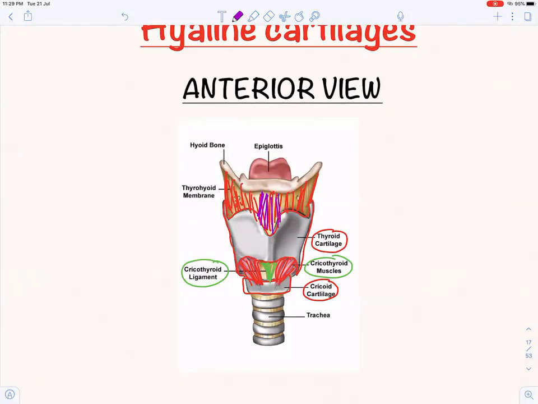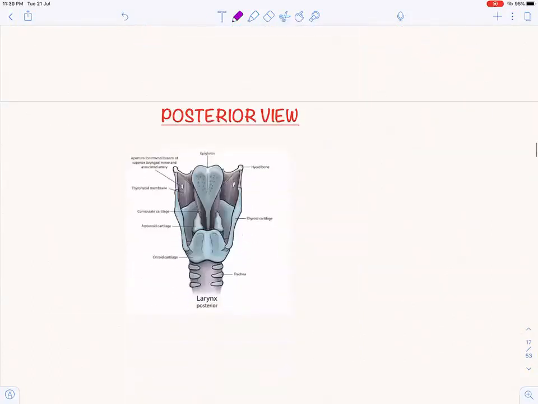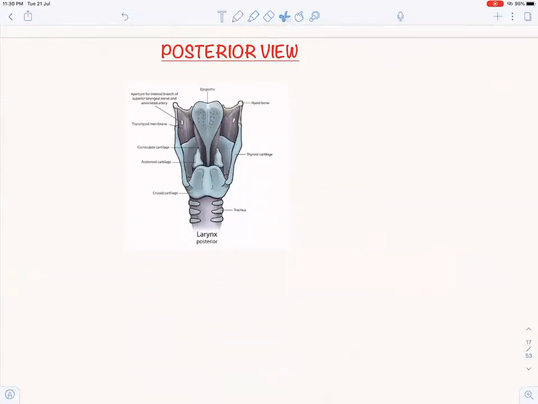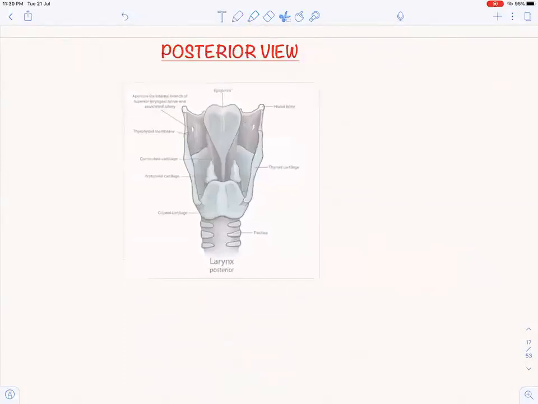And what is the ligament that is here? That is the median thyrohyoid ligament and lateral thyrohyoid ligament. Okay. And this is the trachea with its cartilaginous ring. After larynx, I'll be posting a video about trachea, and then I'll post bronchi. Okay. And this is understood. Now let us see the posterior view.